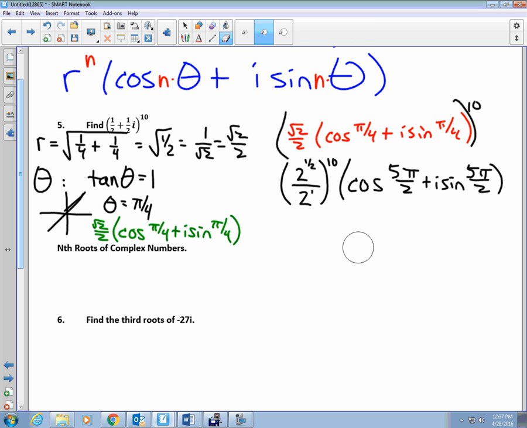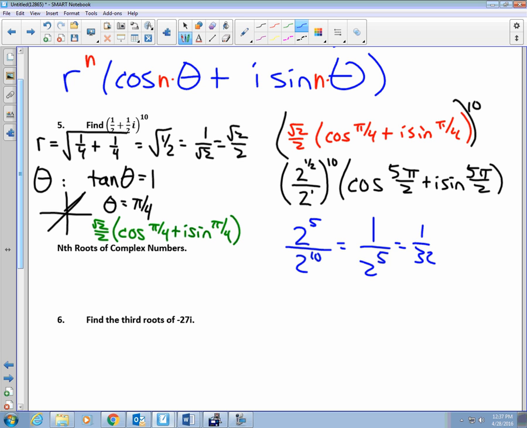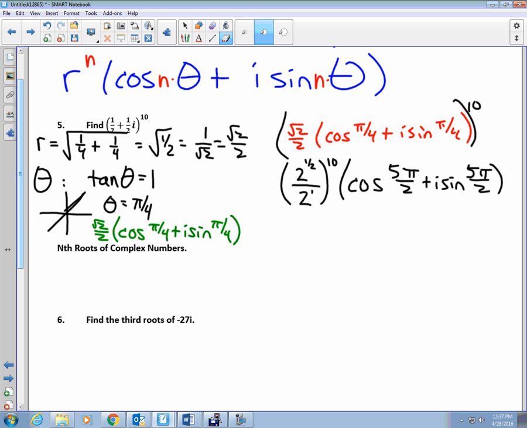I'll write it out, but then I'll erase it because I need to do it. So we got 2 to the 5th over 2 to the 10th, which is 1 over 2 to the 5th. Subtract my exponents with the same base. 2 to the 5th is 2 times 2 times 2 times 2 times 2. You sure can use your calculator all you want. Better?